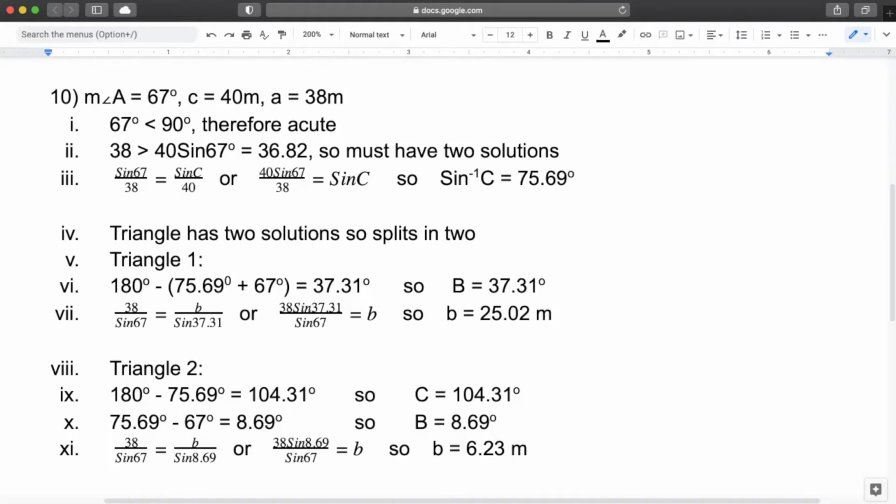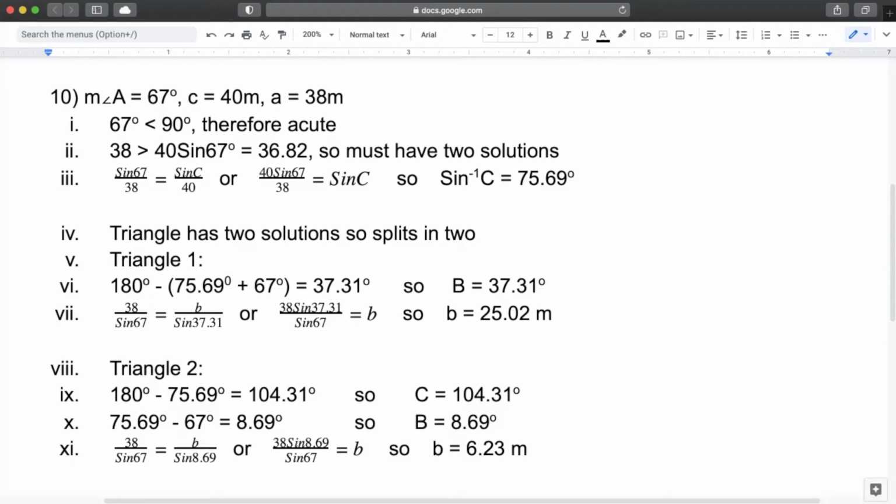Now for triangle number one, we can use the law of sines to again find the angle of C, or at least this first triangle's angle of C, and plugging in all of the numbers and information, we are going to get a ratio, which we can then plug into the inverse sine of C to get the proper degree angle, which would be 75.69 degrees.